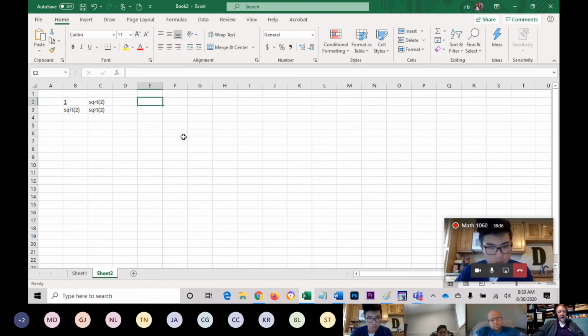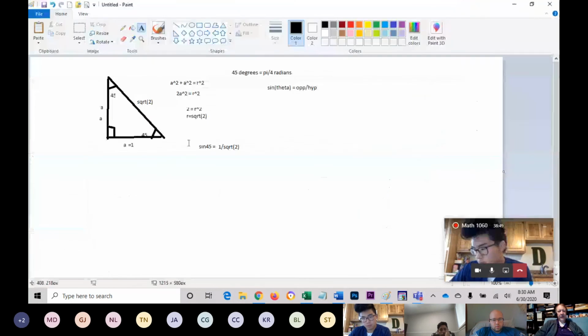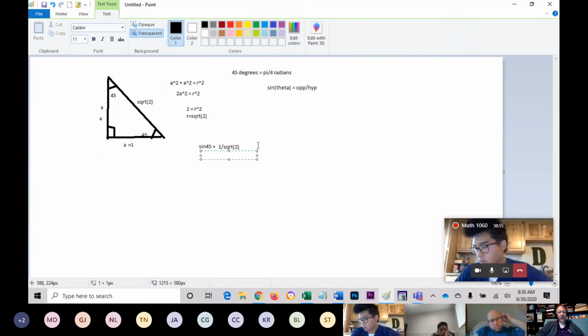So 1 times the square root of 2 is? Square root of 2. Square root of 2 times the square root of 2 is? Just 2. Okay. And so a lot of times we don't like square roots in our denominator. So rather than write this as 1 over the square root of 2, we'll write the sine of 45 equals the square root of 2 divided by 2. Okay?